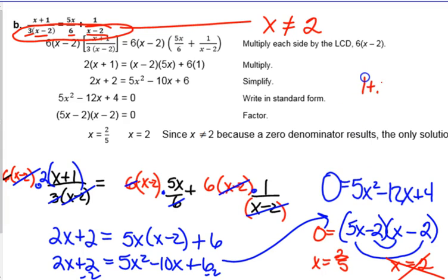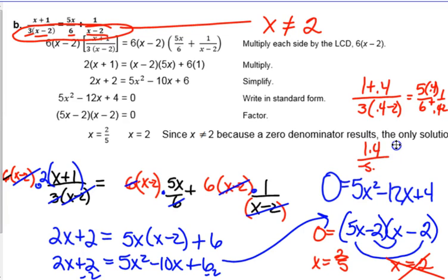So you'd have 1 plus 0.4 over 3 times 0.4 minus 2 equals 5 times 0.4 over 6 plus 1 over 0.4 minus 2. That's kind of a hot mess. 1.4 over negative 1.8 times 3, negative 5. I don't know. I don't think I want to be taking time to check this. 0.4 minus 2 times a 3 is negative 4.8 down there.